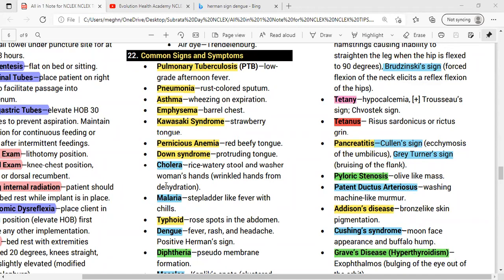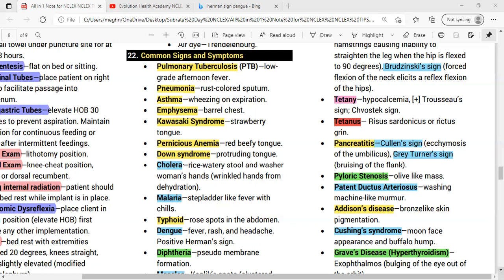If the patient develops malaria, the characteristic of the fever is step-ladder-like fever with chills. So the fever comes and goes. If you take the temperature and make a graphical presentation, you can see the step-ladder-like pattern. Typhoid fever: rose spots on the abdomen. Dengue fever: the patient complains of fever, skin rash, headache, and a positive Herman sign.